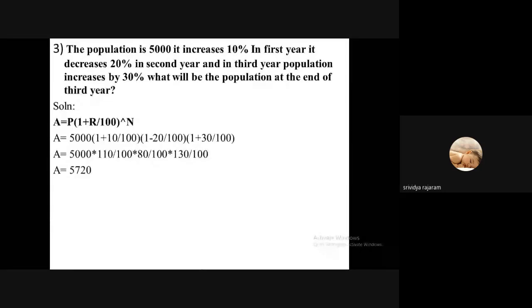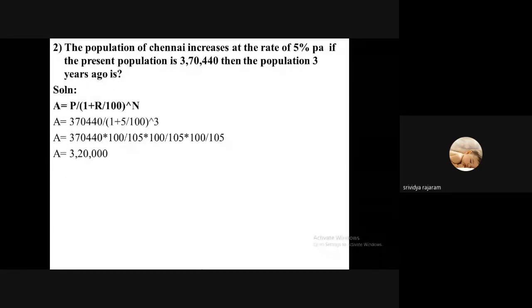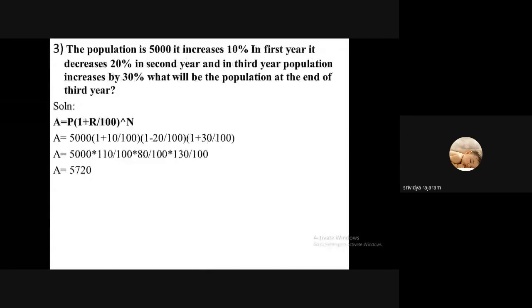Okay. And the next sum. Let us go to the next sum. The population is 5,000. It increases 10% in the first year. It decreases 20% in the second year, and in the third year, population increases by 30%. What will be the population at the end of third year?